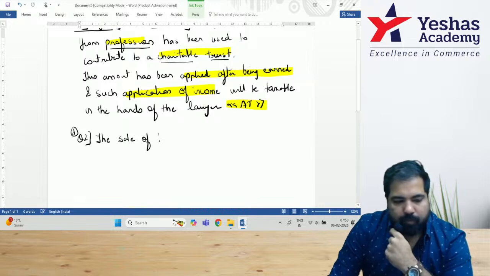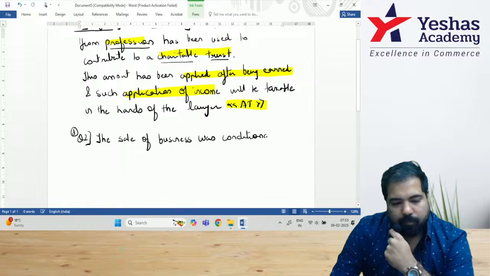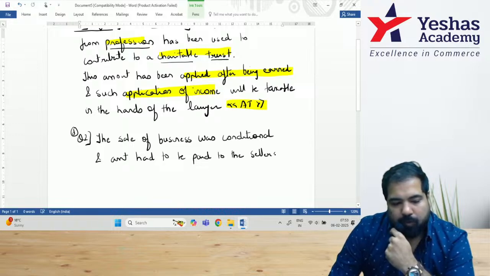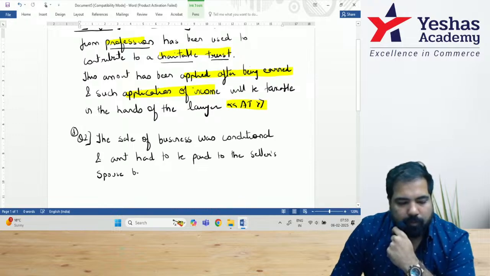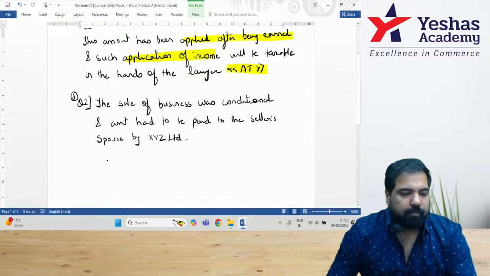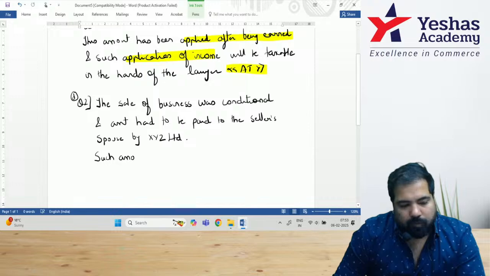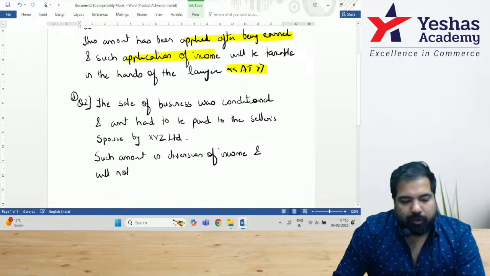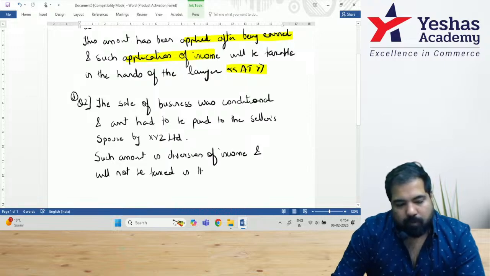Second one. Sale of business was conditional. We paid the seller's house by XYZ Limited. It is diversion of income. Pre-tax. XYZ.